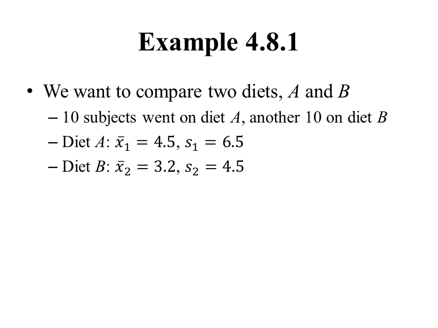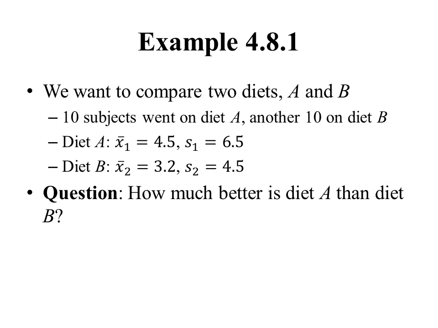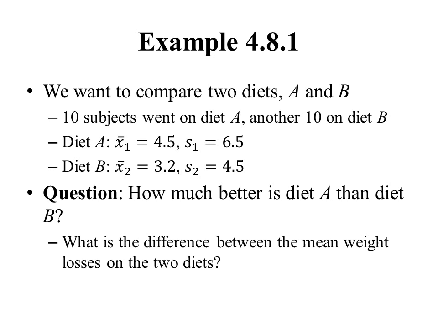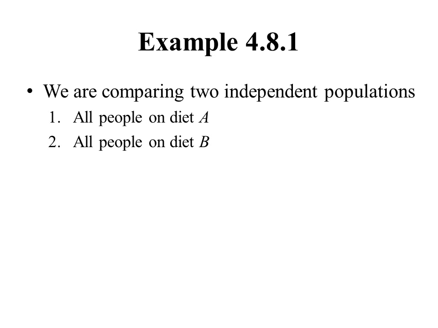So based off of this observation here, specifically if we compare these two sample means, it looks like diet A does better than diet B in terms of mean weight loss. Okay? So the question that we want to try to answer is just how much better is diet A than diet B, or is there really even that much difference between the two diets? Okay? And more specifically, we want to try to estimate the difference between the mean weight losses on the two diets. And so let's make a couple of observations here.